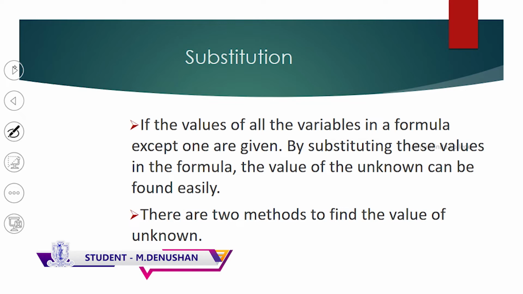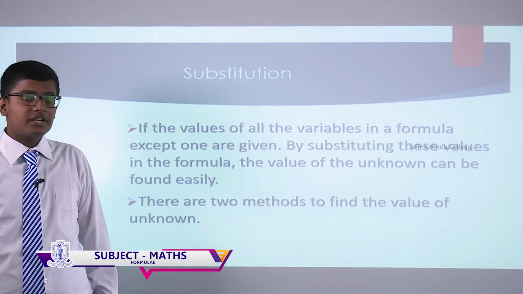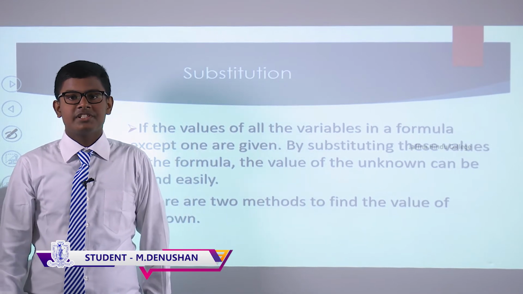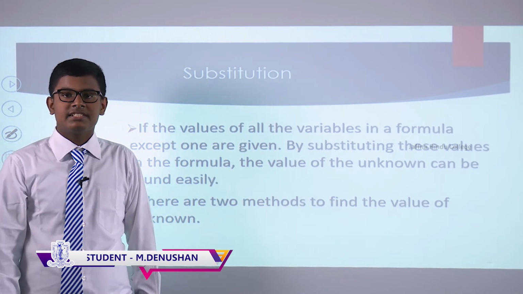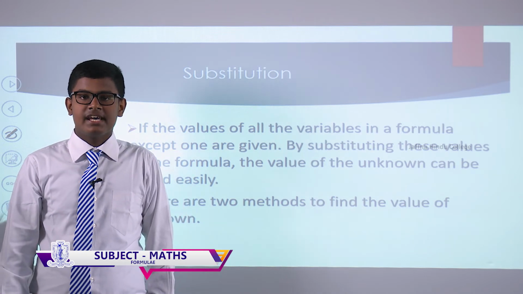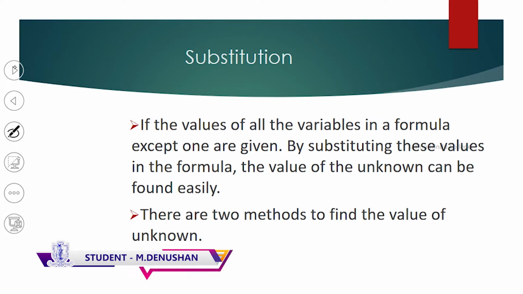Substitution is another important thing in the formula. We can find the value of an unknown by substituting the given values in the formula. There are two methods of substitution. Method one is substituting the given values directly, and the other method is changing the unknown as a subject, and then substituting and finding its value. Now let's look into the examples.